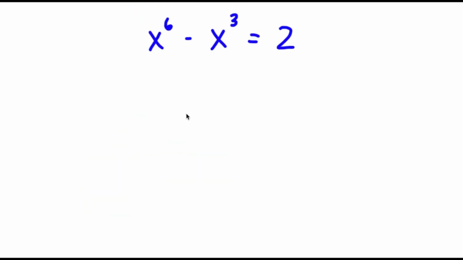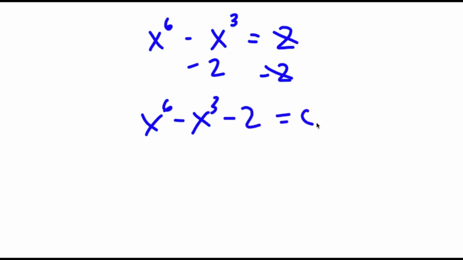Alright, so in this problem, I have x to the power of 6 minus x to the power of 3 is equal to 2. So I'm going to first start by subtracting 2 on both sides. So now I have x to the power of 6 minus x to the power of 3 minus 2 is equal to 0.